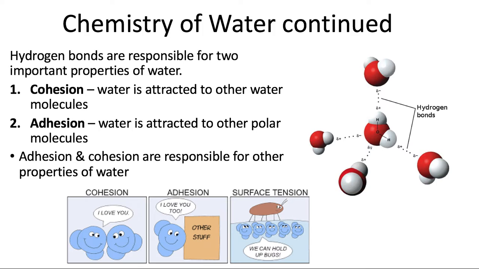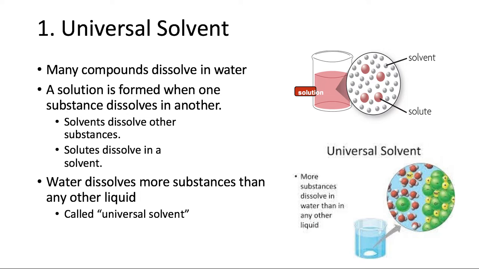All right, so let's take a look at these properties of water, because adhesion and cohesion and the fact that water is polar covalent lead to some really important properties of water that make it an essential molecule for life. That first property of water is the fact that water is a universal solvent. Many compounds dissolve in water. In fact, more substances dissolve in water than in any other liquid.